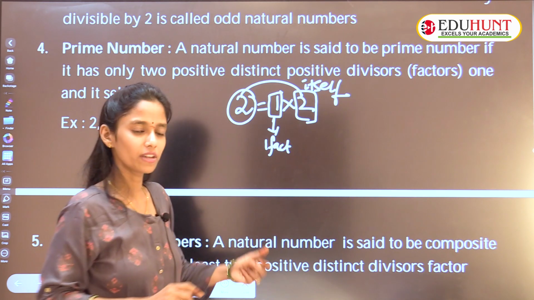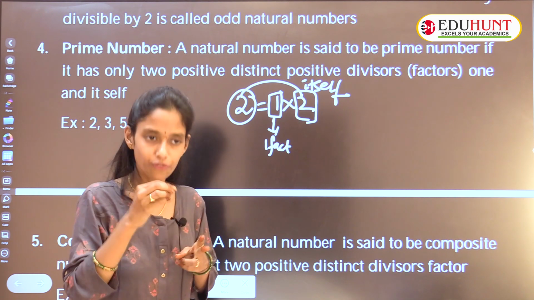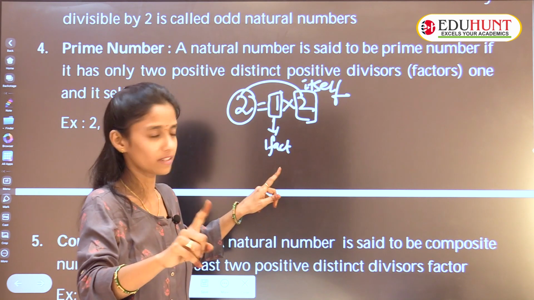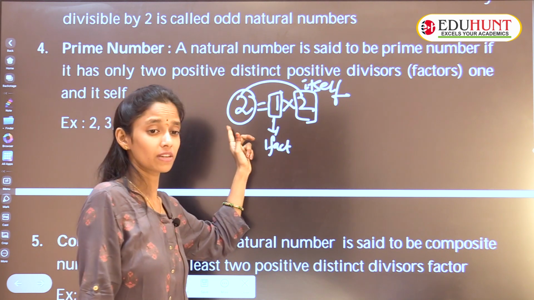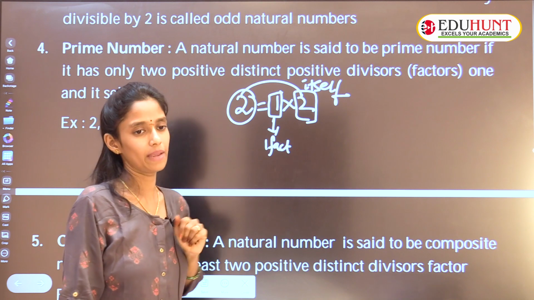So, if you observe here, every prime number has 2 factors, and those are fixed factors. One is a fixed factor. The second one is the same number we are taking. This is called a prime number.